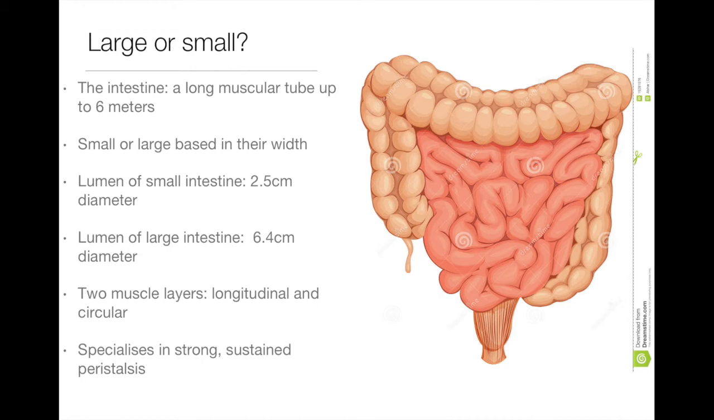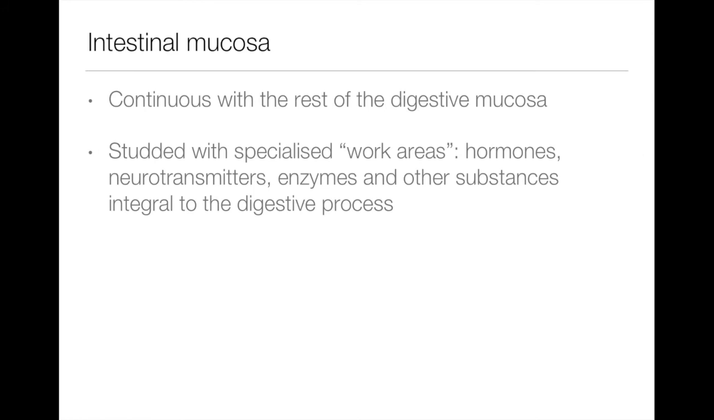Now, the intestine's muscular outer walls lie coiled closely together within the abdominal cavity, held in place by the fibrous sheaths of the peritoneum. With 2 layers of smooth muscle tissue, longitudinal and circular, the intestine specializes in strong, sustained peristalsis. The intestinal mucosa is continuous with the rest of the digestive mucosa. It's studded with specialized work areas that produce hormones, neurotransmitters, enzymes, and other substances integral to the digestive process.